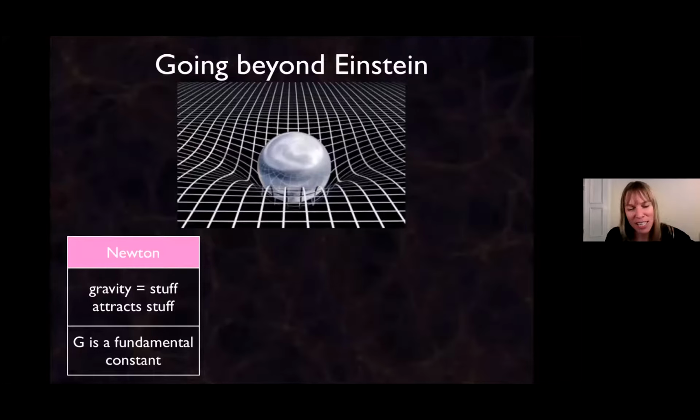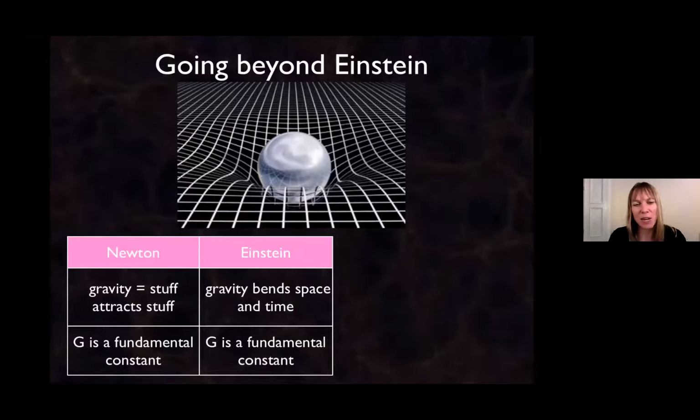Our first understanding of gravity came from Newton. He said gravity was stuff attracts stuff, apple falls on head, okay? And he said that gravity was a fundamental constant. It was the same everywhere in the universe. Einstein said, no, it's not stuff attracts stuff, it's that gravity bends space and time and therefore things roll together. But that happens in a constant way across all of space and time. So big G, the gravitational constant, is fundamental.